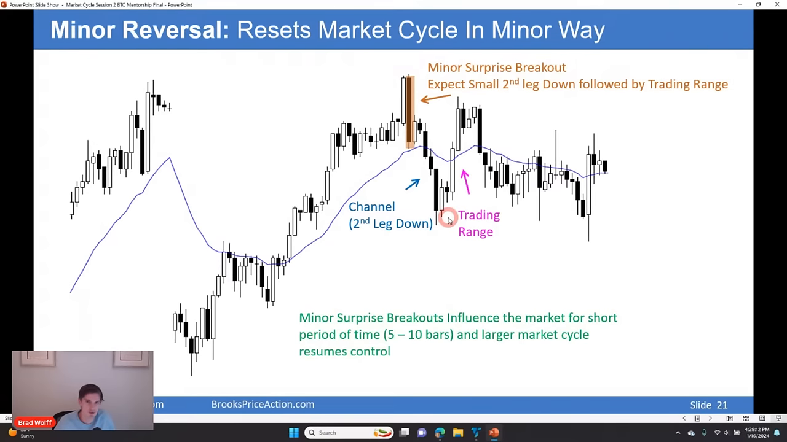But since this market cycle is minor relative to the bars to the left, the second leg will probably be somewhat symmetrical to the breakout, this orange box. However, once you get the second leg, it's probably going to reverse and form a trading range, which it did over here. And you can see the market continued to work. It continued to be influenced by the larger market cycle.